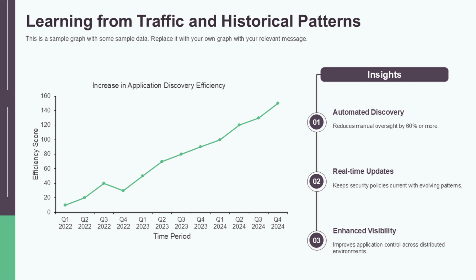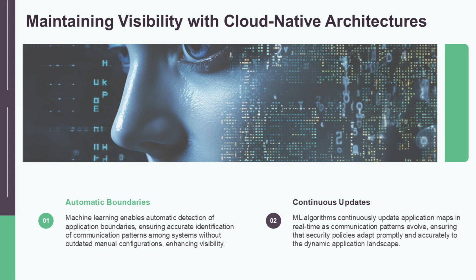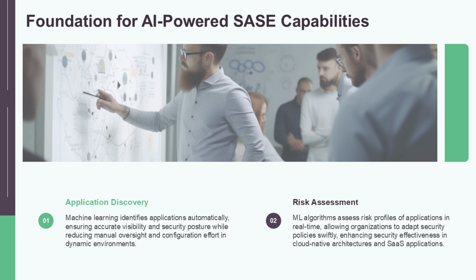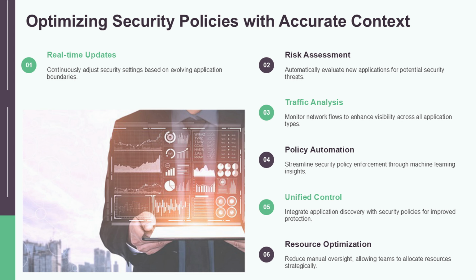The benefits extend beyond mere discovery. When machine learning identifies applications running on the network, it simultaneously reduces manual oversight requirements while ensuring that network and security policies remain current with the latest application landscape. This automation frees security teams to focus on higher value activities while maintaining more accurate security postures.